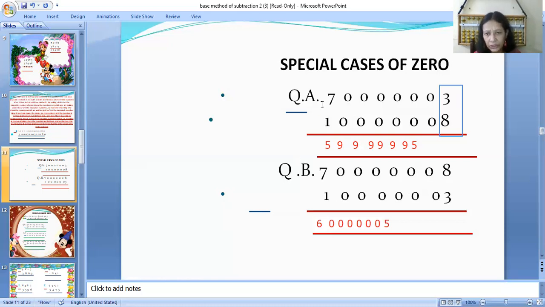You have to see both these questions again and again. Pause the video here and see the difference. Here you have made a square or circle, and in this question you have not made any square or circle. Okay, so try to understand this difference by stopping the video and watching it again and again.